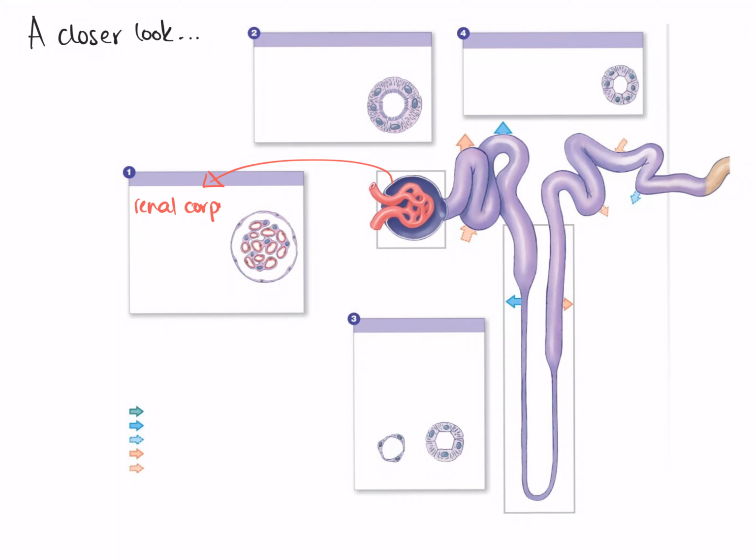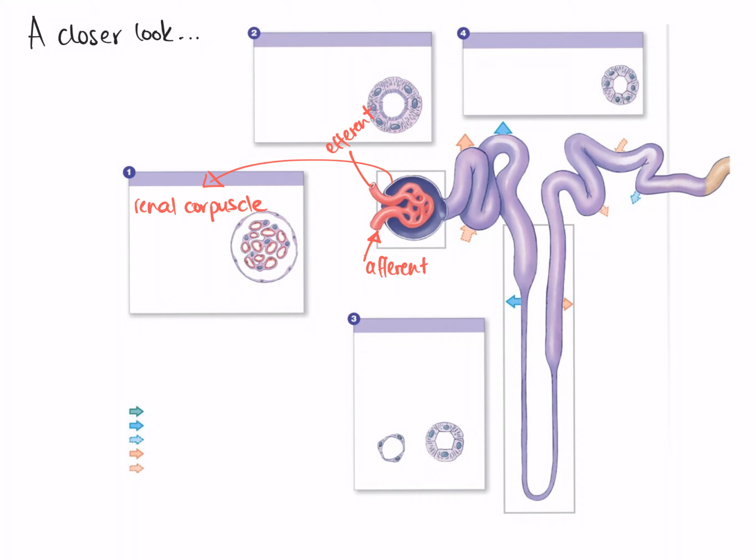So all three of those processes, filtration, reabsorption and secretion, require blood supply. The way that we get blood supply into the renal corpuscle is through the afferent arteriole, so that's AF, and the way that blood supply leaves the filtration unit is through the efferent arteriole, EF.